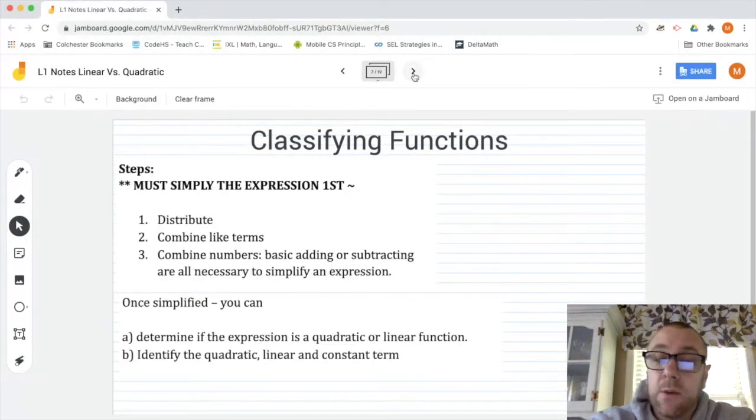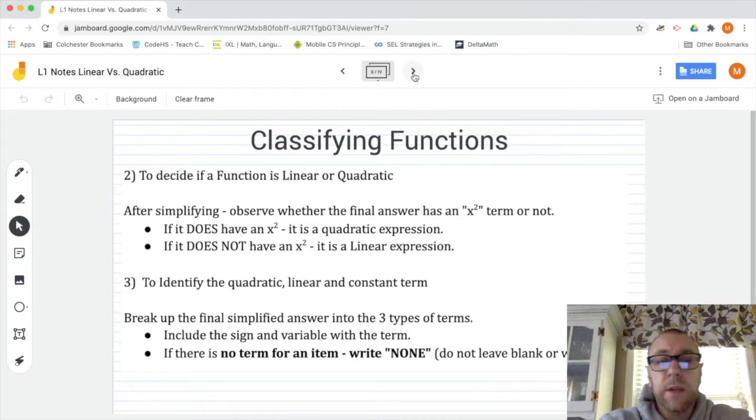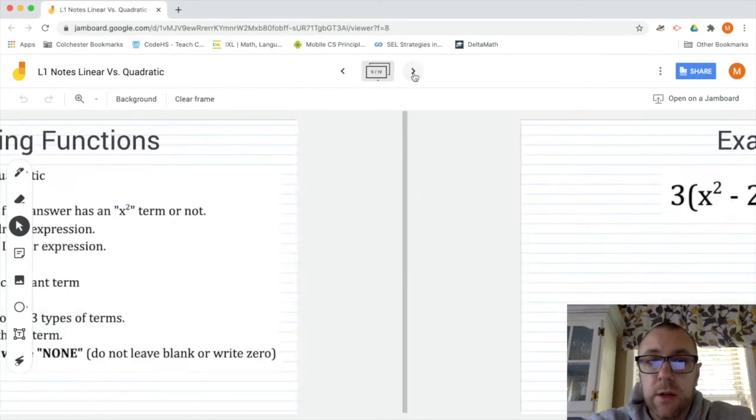And then you can identify the quadratic, linear, or constant term based on the simplified expression. So again, if it has an x squared, it's a quadratic. If there are no x squareds left on the simplified, then it's a linear. The first term, okay, is always the x squared term, and that's the quadratic. The middle term, the x, is the linear term, and just the number is the constant. If there is no x or x squared left, then you just write none. So here are some examples.